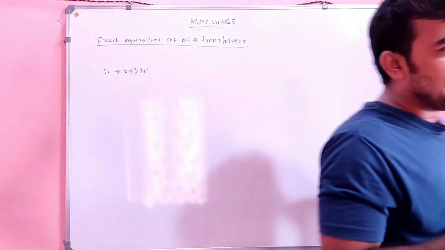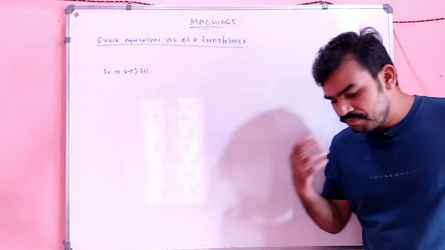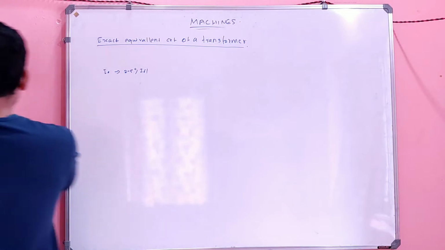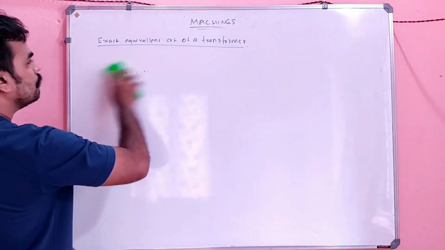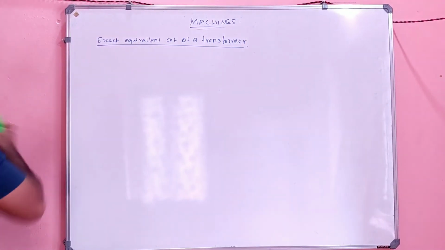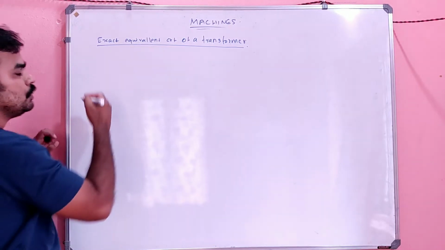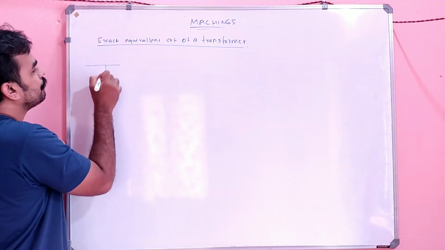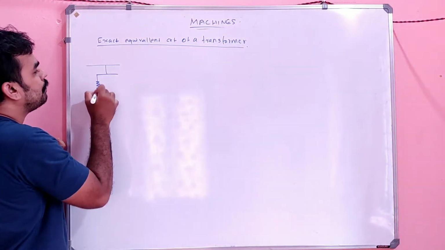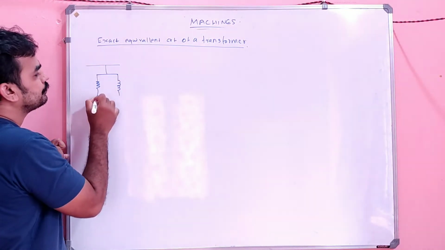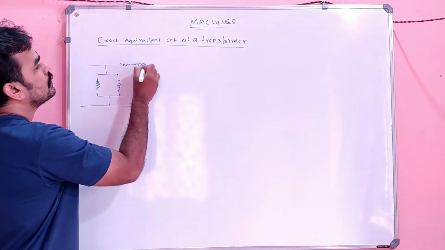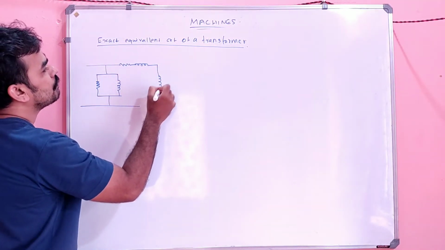Since the value of I0 is very small, you can shift the shunt branch before the series branch. That means you can make the arrangement like this, you can directly place your shunt branch before the series branch.